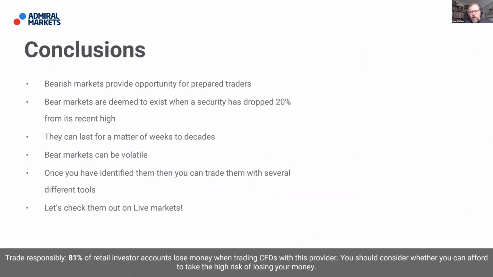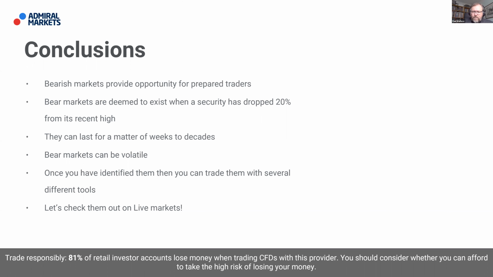But what I want you to remember and take away is that bearish markets provide opportunity for prepared traders. Bear markets are deemed to exist when a security has dropped 20% from its recent highs, as a rule of thumb. They can last from a matter of weeks to decades, as we've just seen with Deutsche Bank. Bear markets can be volatile. Remember, even in a bear market they can have higher closes for more days than not. It's when they drop that they drop very, very fast.